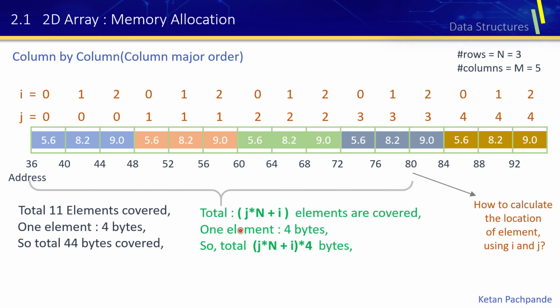Talking about the variables, total number of elements are J into N plus I. Assuming the size of each element is 4 bytes, the total number of bytes covered so far is that multiplied by 4. So this calculation gives me the number of bytes covered before this element, whatever be the value of I and J.